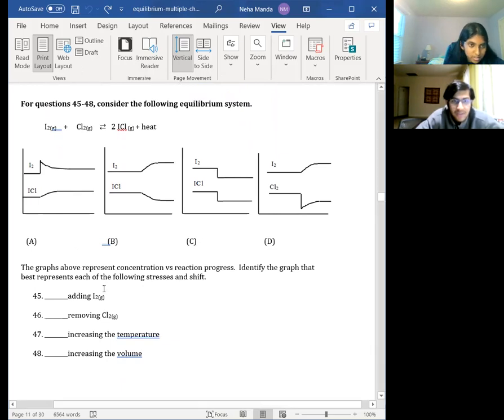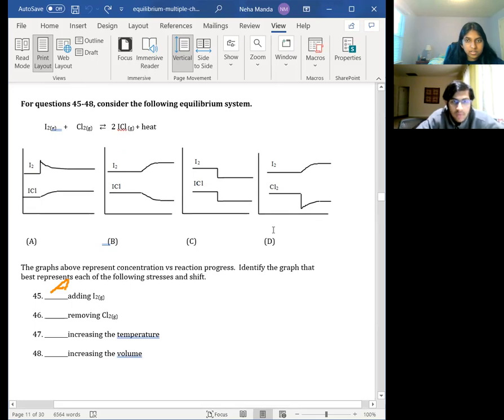Adding I2 would push it to the right. So I think it's this one. This looks like an addition. What is on the y-axis? Oh, it's concentration, right? If you're adding I2, obviously that's increasing. So A. And then removing Cl2. So that's probably this one. So we have to look here. If you remove Cl2, it's probably this one, right? D. You're gonna get an increase in ICl. It doesn't even show ICl here.